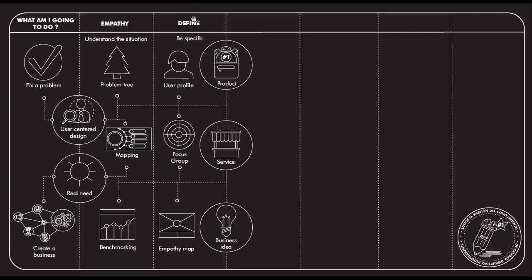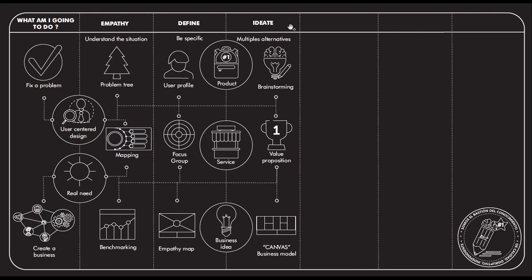That is very important. So here you will define what you are going to do, and then when you already know what you are going to do, you start ideating. Ideate what? Multiple alternatives for your product, for your service, or your business idea. You can use brainstorming, you can make a value proposition. Value proposition is a tool that you need to develop and work on all the time, because it's the most important tool in design thinking or any development, because it's what makes your development special.